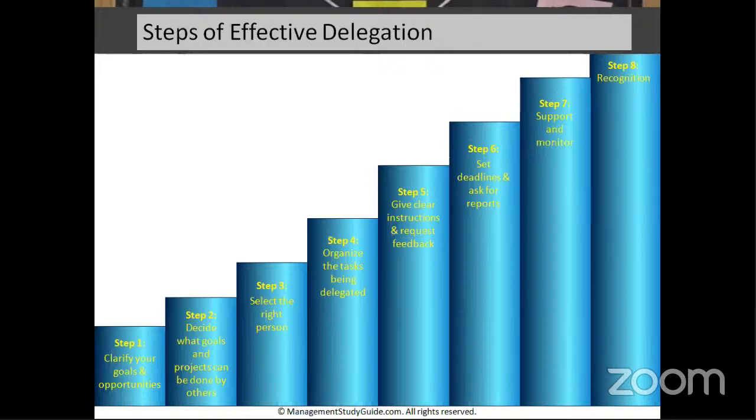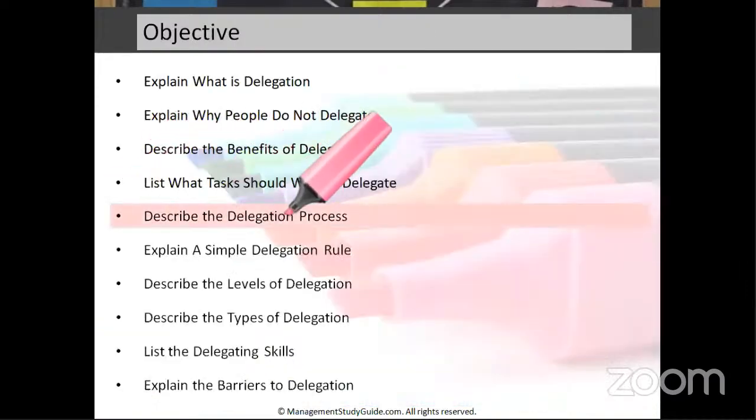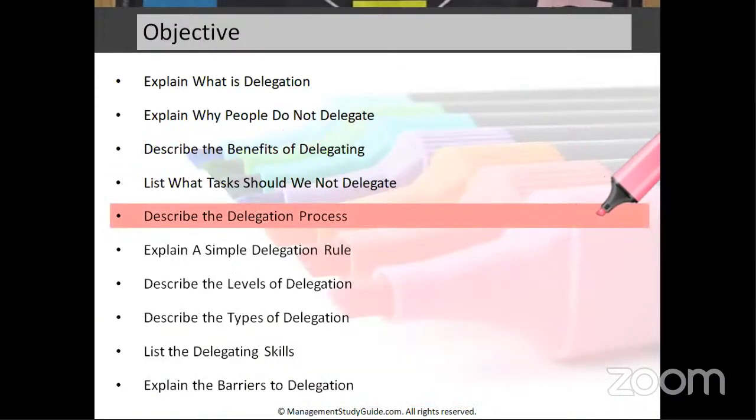Now, steps of effective delegation. Number one, clarify your goals and opportunities. Number two, decide what goals and projects can be done by others. Number three, select the right person. Number four, organize the tasks being delegated. Number five, give clear instructions and request feedback. Number six, set deadlines and ask for report. Number seven, support and monitor. Number eight, recognition. Now, quickly describing the process of delegation.